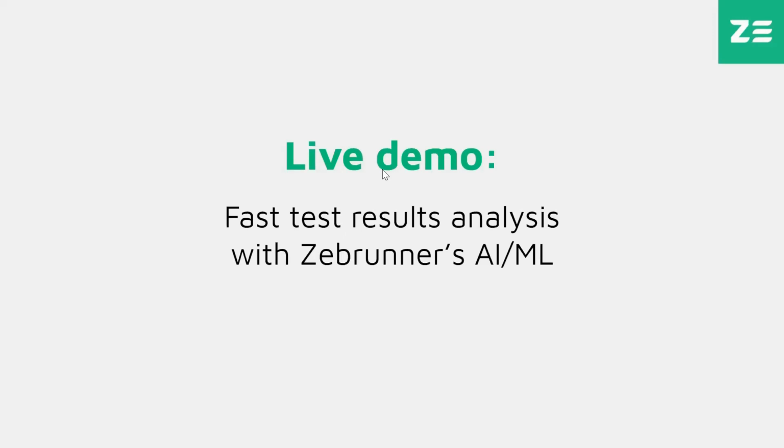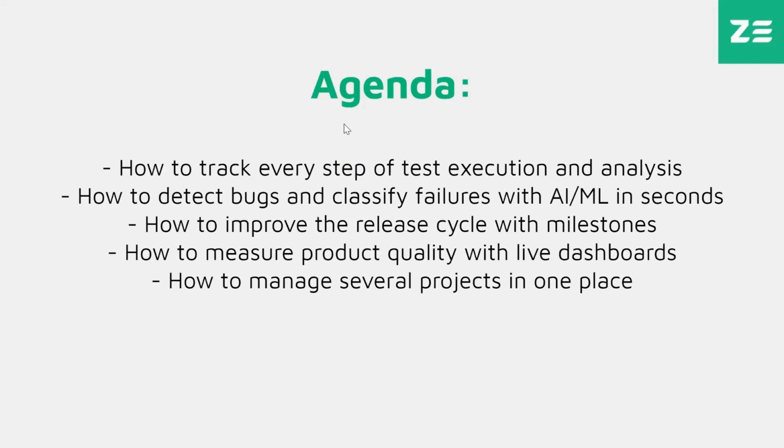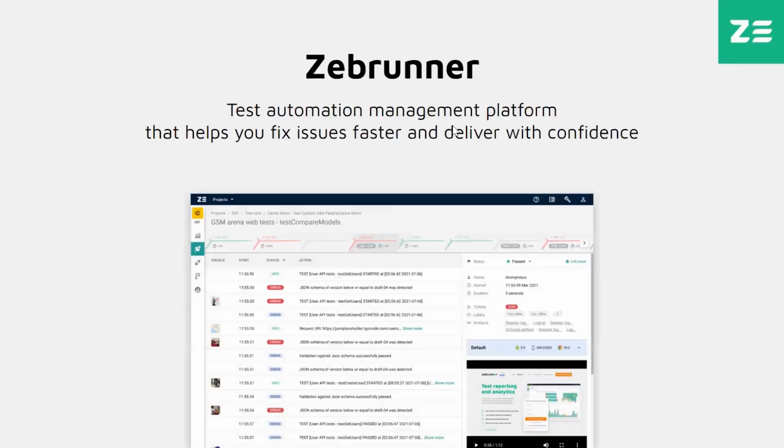So the topic for today is fast test results analysis with Zebrunner AI/ML. So actually what we'll learn today. Today we'll see how you can track every step of test automation and analysis, how to detect bugs and classify failures with AI that can be trained, how to improve the release cycle with milestones, how to measure the product quality with live dashboards, and how to manage several projects in one place. So actually you see that all of these can be provided by using Zebrunner. So today we'll see it.